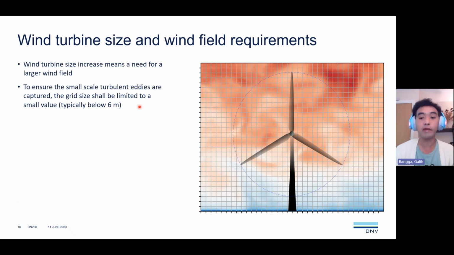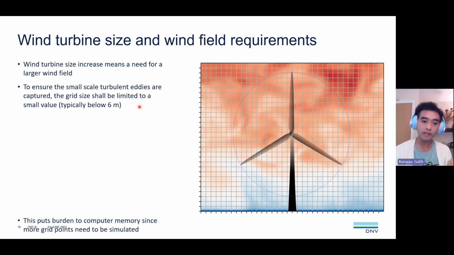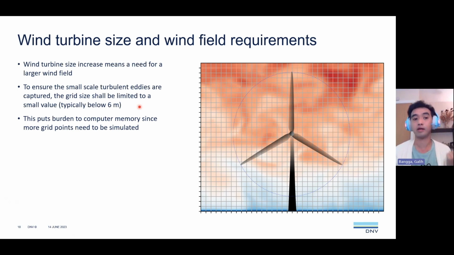So what is the main implication of keeping the turbulent eddies captured, even for the small part? That means keeping the size of the grid constant. That puts a burden on the computer memory because more grid points need to be simulated when the wind turbine size increases, and therefore the wind file size also increases.